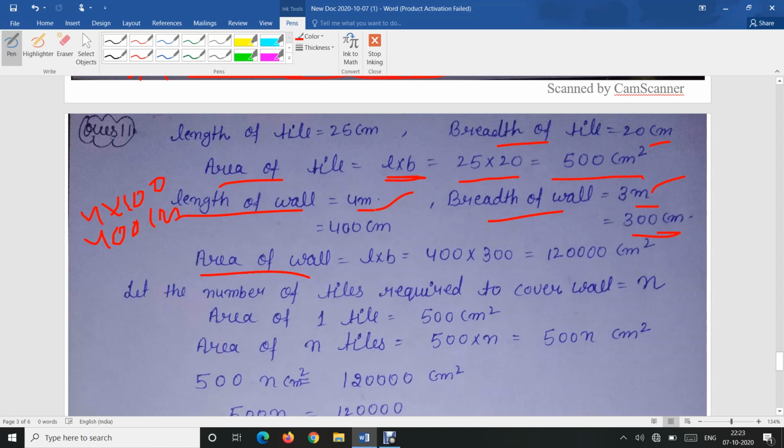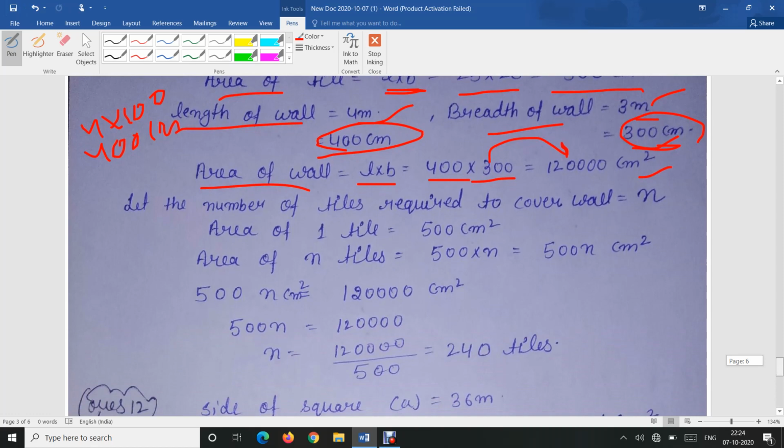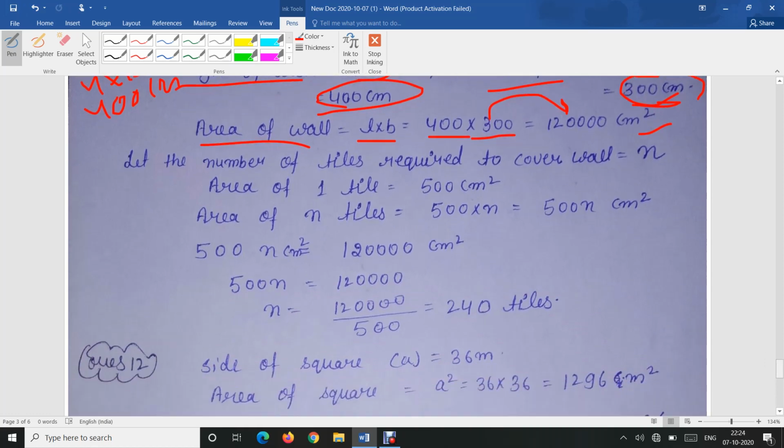So the area of the wall is length multiplied by breadth. Length is 400 and breadth is 300. So it will be equal to 1,20,000 centimeter square. Now we don't know how many tiles will be required, because we have to find the number of tiles. So let the number of tiles required to cover the wall be n.